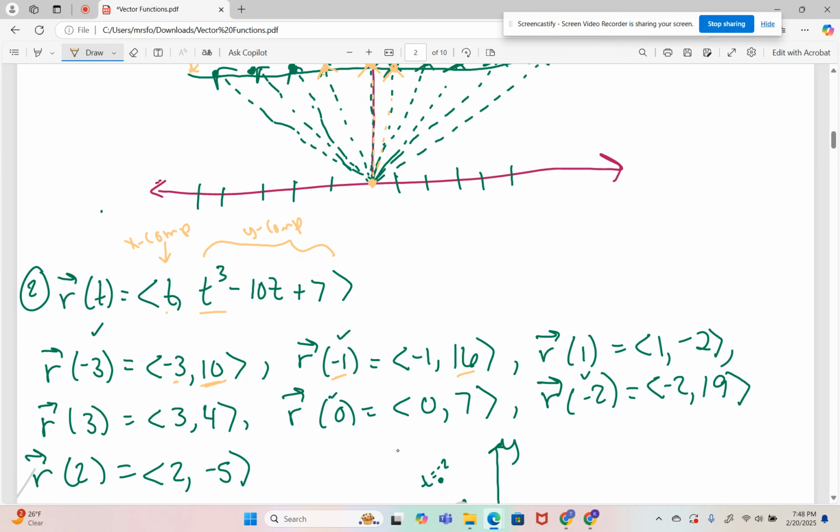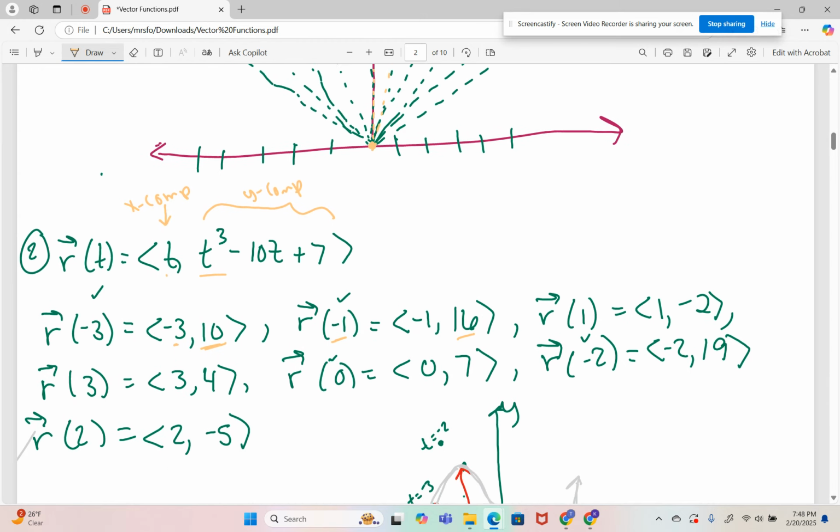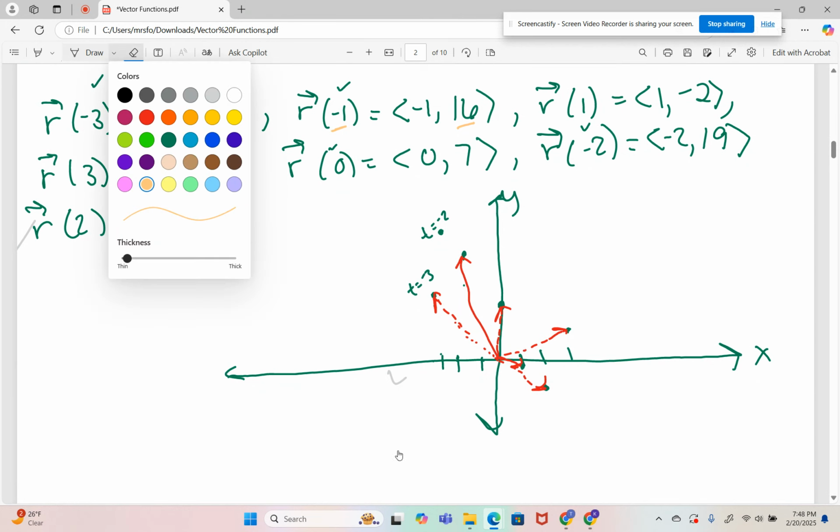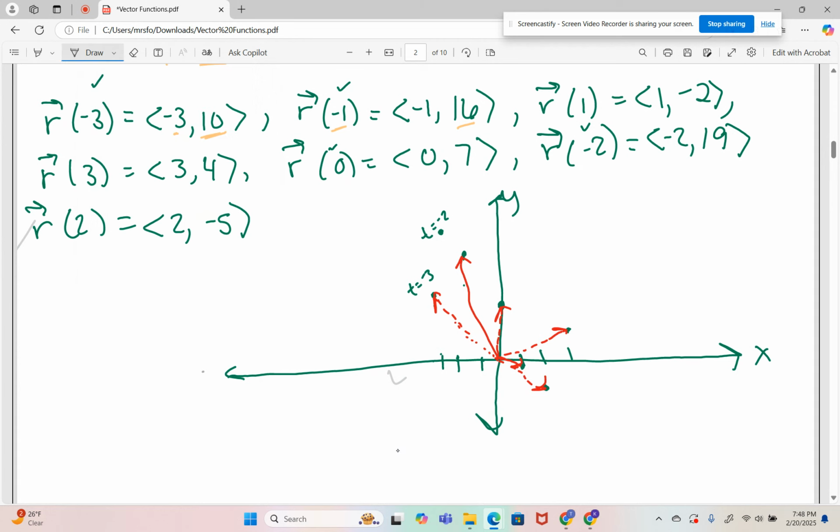So now, these are vectors, but they can correlate to points as well. So when I go to make my vectors, I'm going to erase this. When t was negative 3, I went up 10. So I went up to 10 and put my point. When t was negative 1, that's where I went up 16.